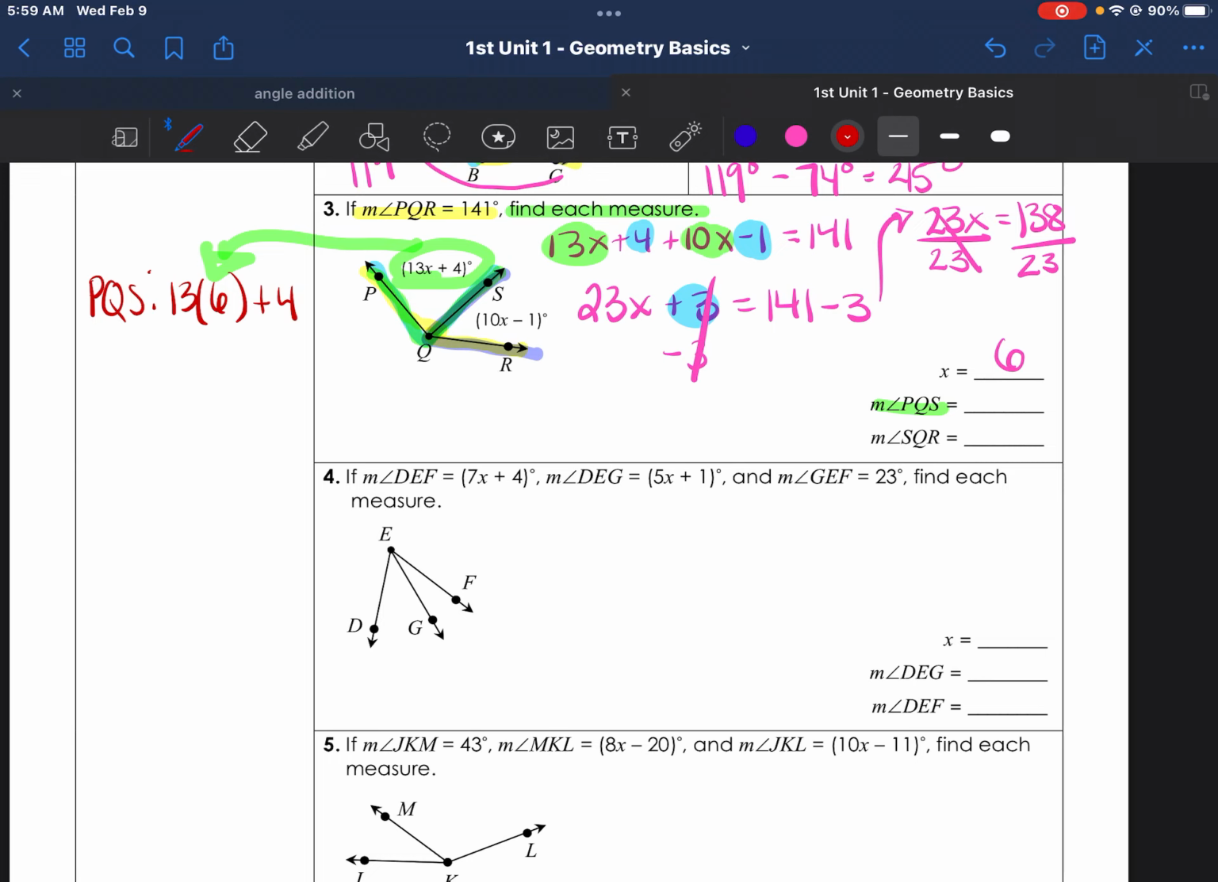If you are struggling with two-step equations or combining like terms, write that down on that document that I have given you. Okay? Because if you're not going to tell me, you're going to keep struggling, and we're going to keep moving forward. So make sure you write it down. You do not want to struggle. So, we got PQS. When we complete all this in the calculator, we're going to get 82 degrees.